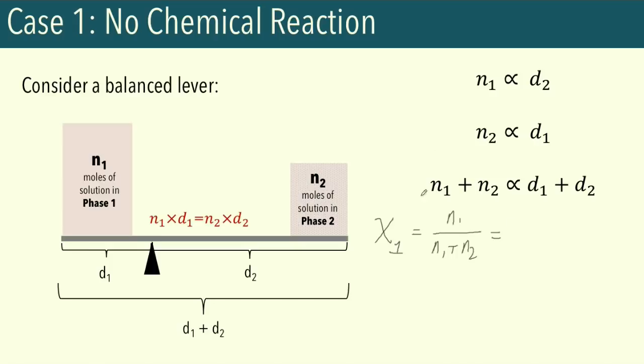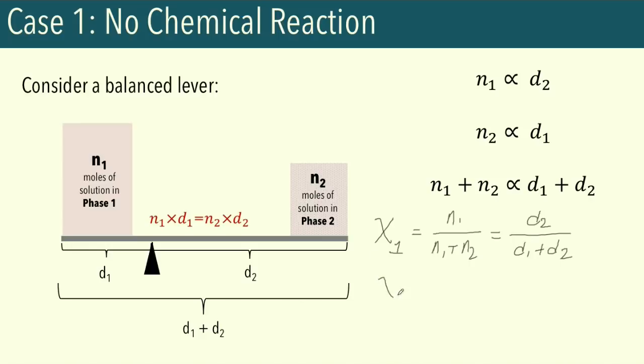So in terms of distances, we could express this as, since N1 is directly proportional to D2, this is going to be D2 over the total distance, so D1 plus D2. Overall, the mole fraction of our overall mixture that is in phase 1 is going to be equal to D2, which is the opposite distance over the total distance.